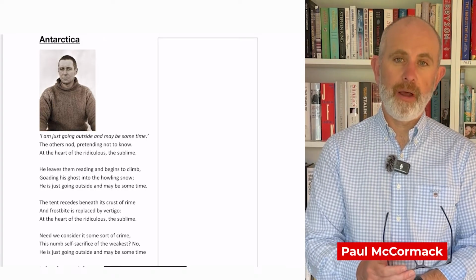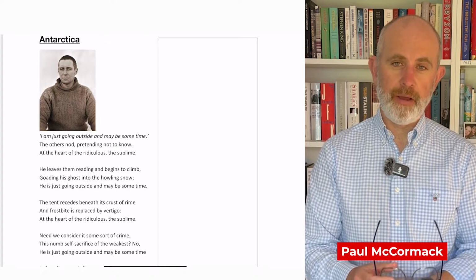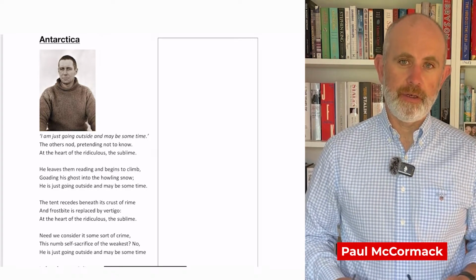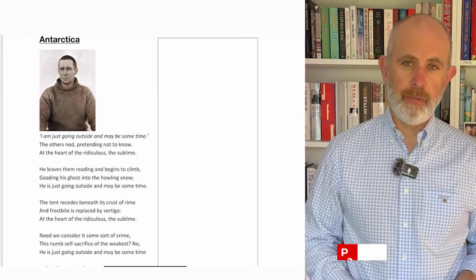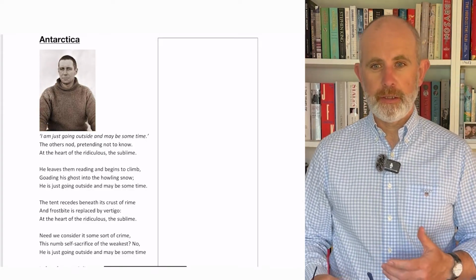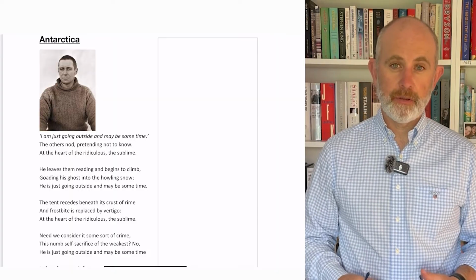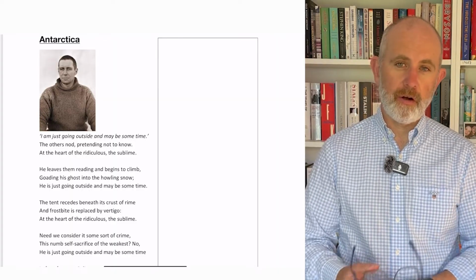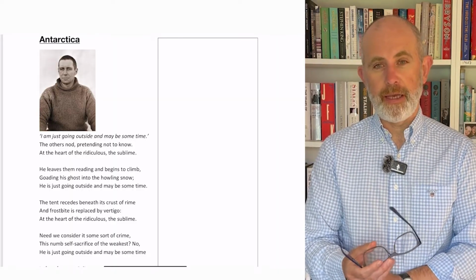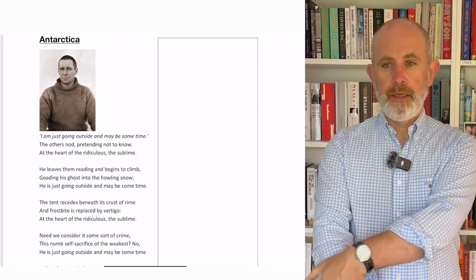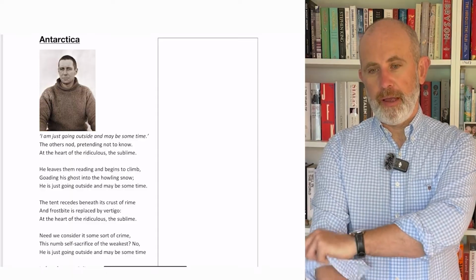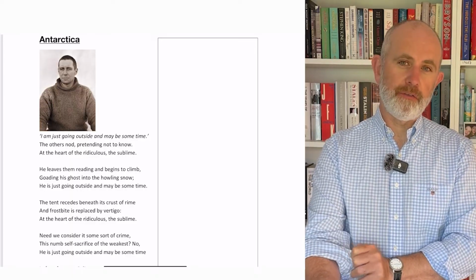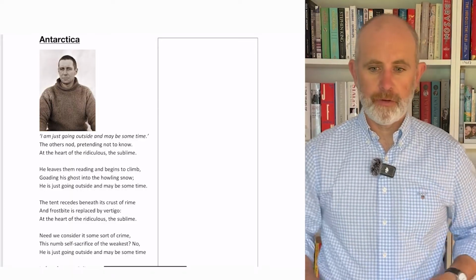We're going to look at the poem Antarctica by Derek Mahon in this video. It's another really interesting Mahon poem, which is typical of his style. It's inspired by real historical events. He takes a narrative approach. He looks at the life of a historical figure, but tries to look at it from a slightly different perspective.